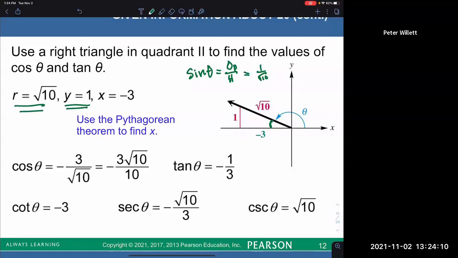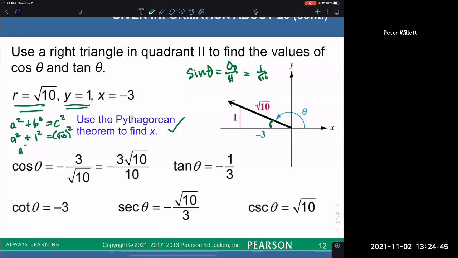Then if I know that, I can use the Pythagorean theorem to find the x value in this triangle. So they got a -3 here, but just to show that in action, that would mean a squared plus b squared equals c squared in this triangle. And so a squared we'll say is the x value we don't know. b is 1, and c, the hypotenuse, is the square root of 10, which would be squared.